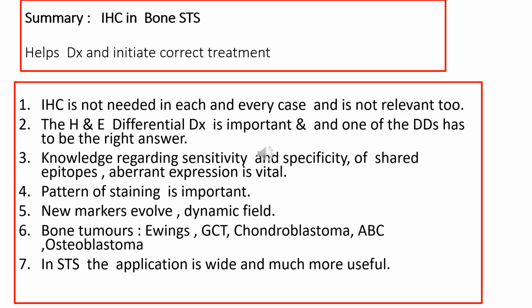Now, to interpret immunohistochemistry, knowledge regarding sensitivity of the antibodies, specificity, knowledge about shared epitopes, aberrant expression is all very vital. In addition to that, the pattern of staining, is it in the cytoplasm, the membrane, the nucleus, that also is important, and it is important to keep abreast of this IHC knowledge, because new markers keep on evolving and it is indeed a dynamic field.